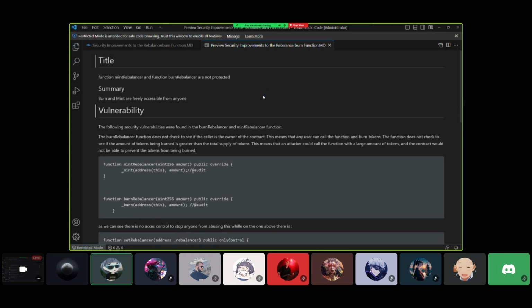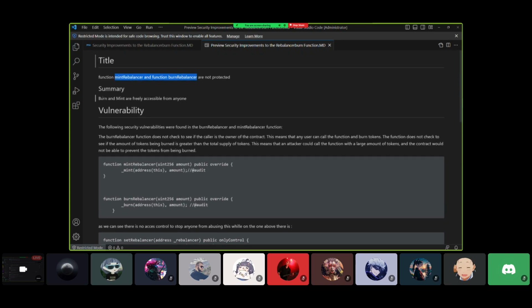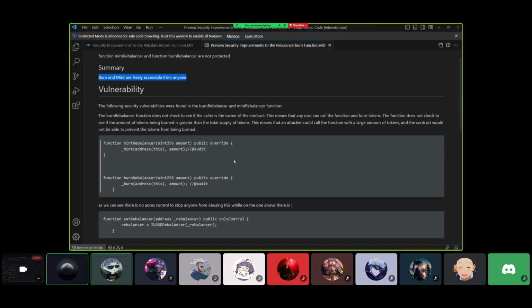Yeah, it's good. Okay, so the first one is the mint rebalancer and the burn rebalancer functions. Very common one, literally next to each other. These burn and mint are freely accessible by anybody, right? Yes. This is the USD contract on Sherlock.